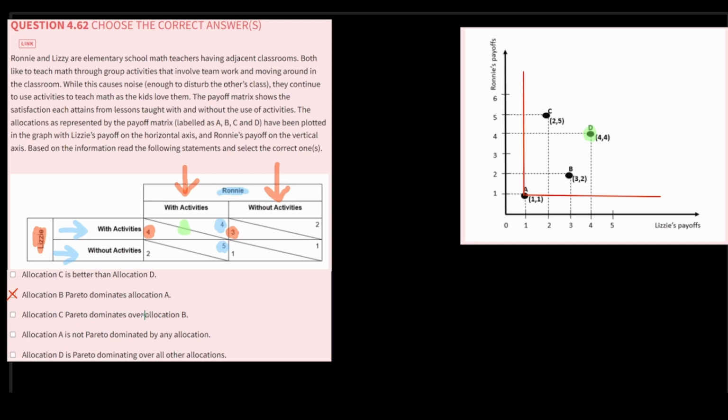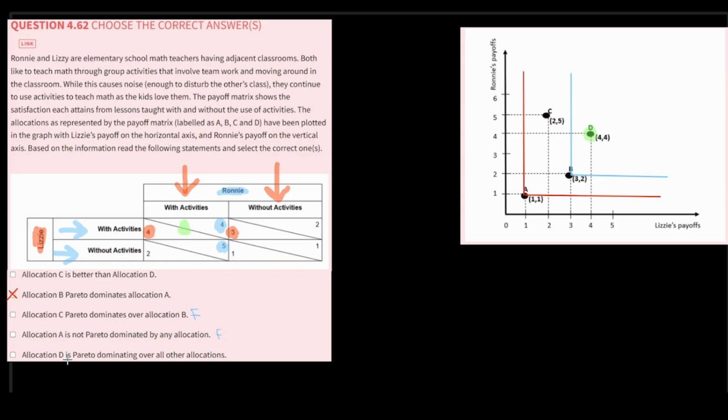Pareto C dominates over B? Well, C over B. So again, if we look at B, well, in this case, no, that's not the case. C is up to the left there, not up to the right. The only one that dominates B is D. So no, that's a false statement. C does not Pareto dominate over B. What do we have for our fourth one? Allocation A is not Pareto dominated by any allocation. We just disproved that. We just said allocation B dominates A, so that can't be true. That's false.